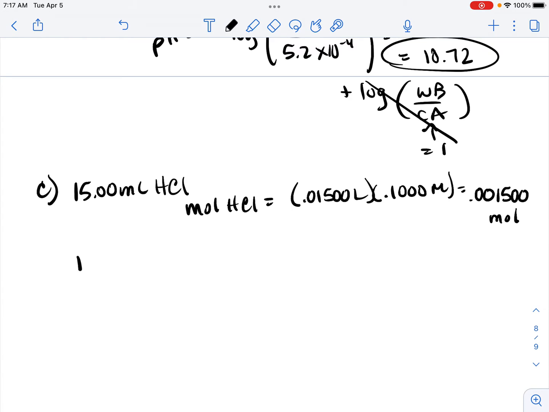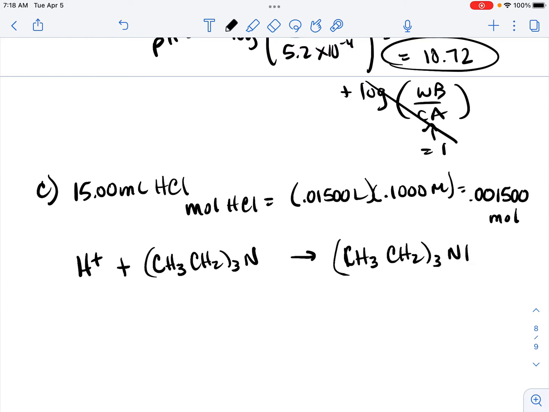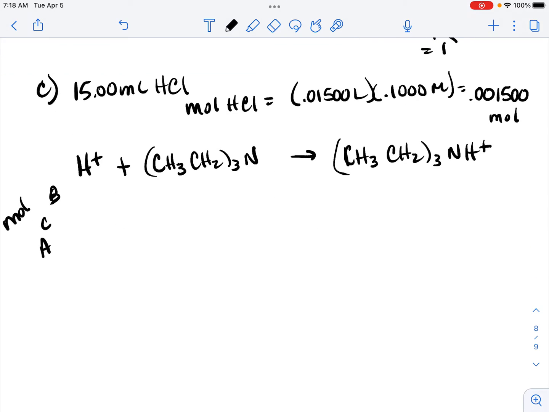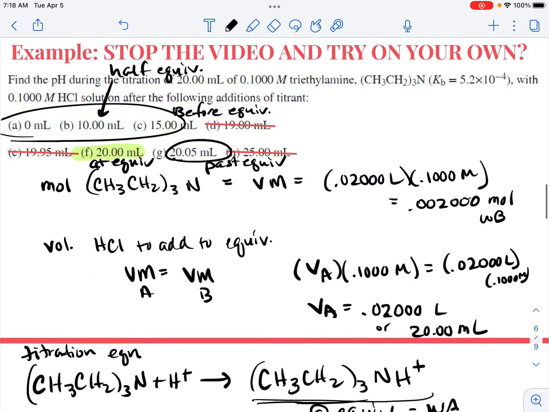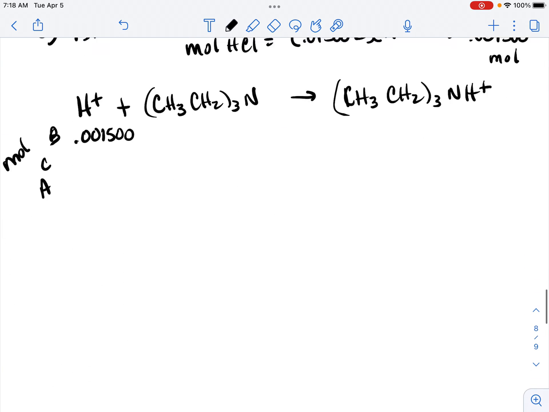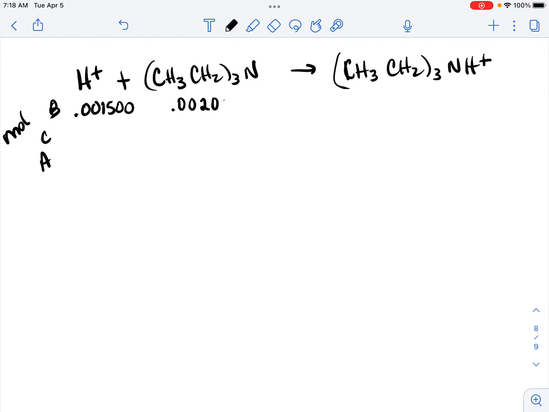And now I'm going to set up my BCA chart. So this will be H plus plus, I'll write it all out, CH3CH2 three of them, N gives me CH3CH2 three of them, NH plus. And my BCA chart, this is going to be in moles now. I'm trying to figure out who's in my flask and how much of it. So this will be 0.001500. The moles of my weak base that I figured out in the very beginning, remember, is 0.002. So this will be 0.00200. I forgot how many zeros. 3 zeros. And I have none of this.